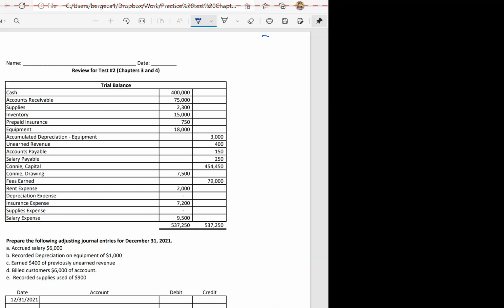Hi, this video is going to show us how to make adjusting journal entries from a trial balance. So first, let's look and see what we're given. We have a trial balance, which is a listing of all of our accounts, and they're in the order assets, liabilities, owner's equity, revenue, and expenses. So you can remember that as a LOR.